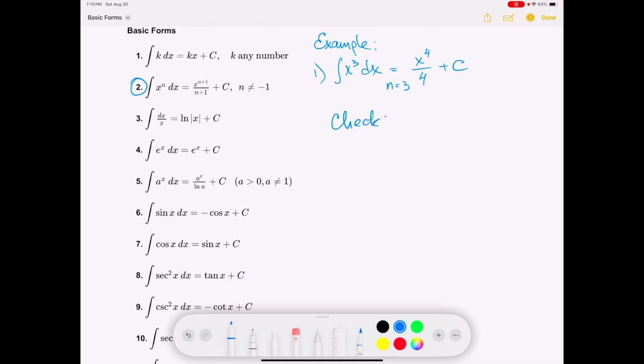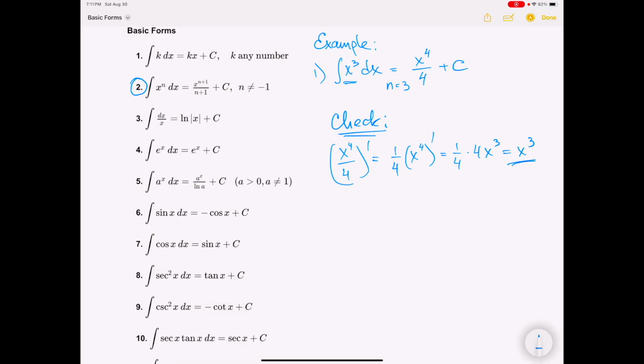We always check if the resulting antiderivative is the correct one by taking the derivative of our answer with respect to x. Using a constant multiple rule, we can remove 1/4 in front of x to the fourth, then differentiate x to the fourth using the power rule, confirming that we did get the right antiderivative. Next example.